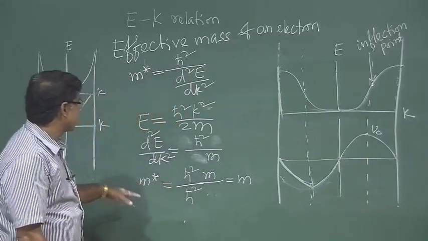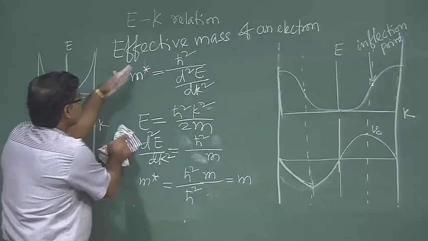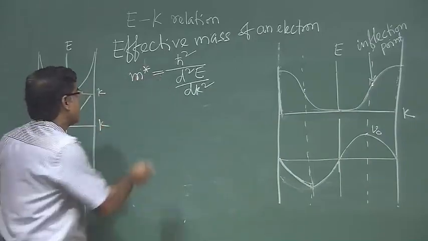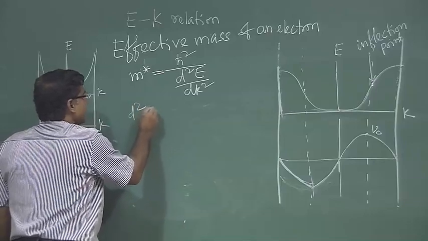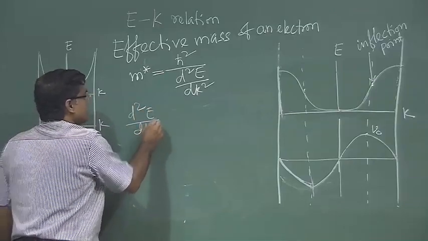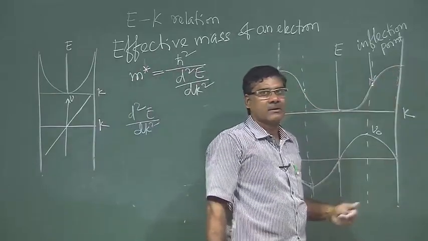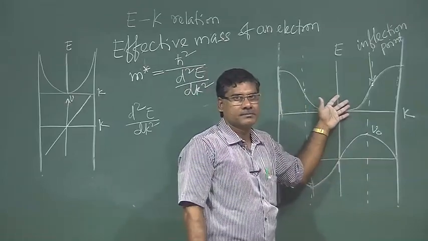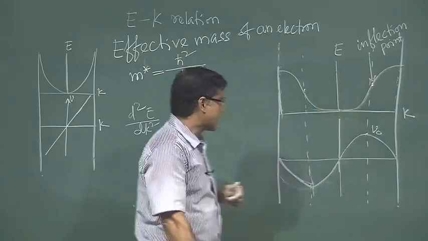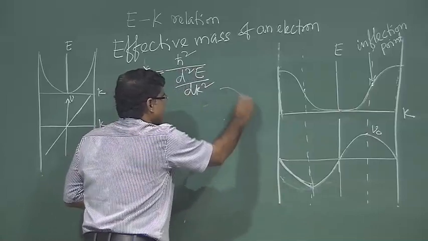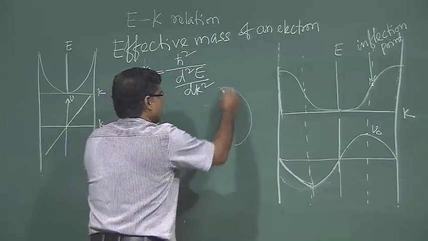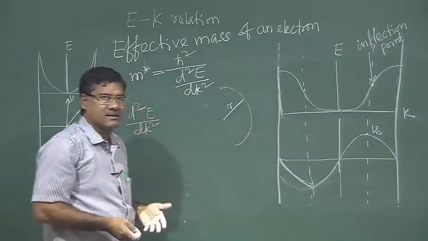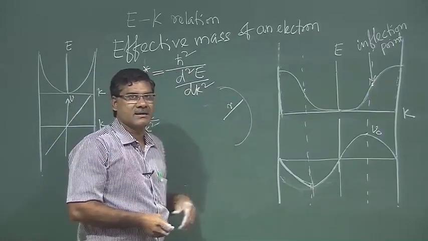So, interestingly you can see that this is the definition of mass, and d2E by dk square, for this curve, it is nothing but the curvature of this curve. What is curvature? This is its curvature, right. Okay. This curvature has a radius r. So, generally curvature is inversely proportional to this radius.